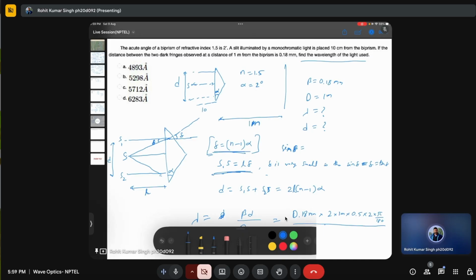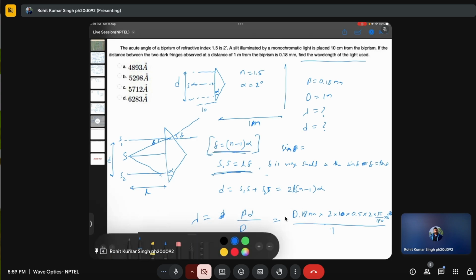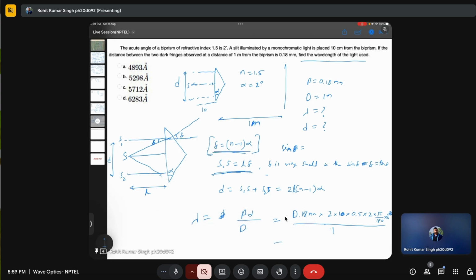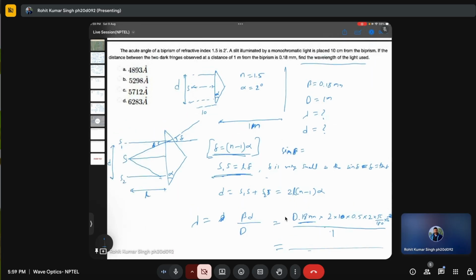Sorry, this is 10 centimeter, right? This distance L is 10 centimeter, so for centimeter we will do 10 to the minus 2, and D is 1 meter. Okay, so if you do the calculation, you will find your answer. You have to convert this also in meters.